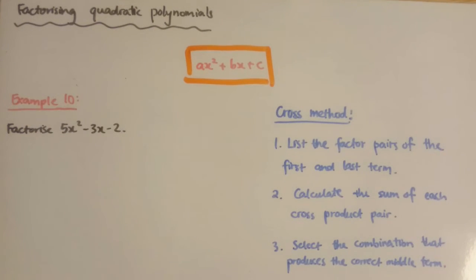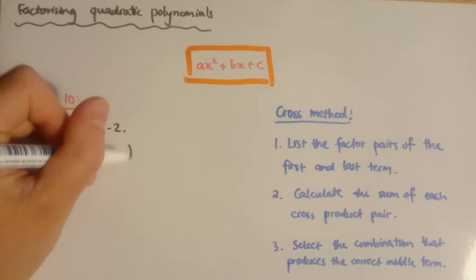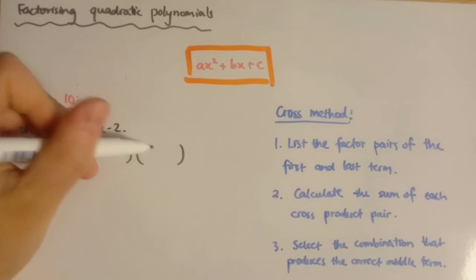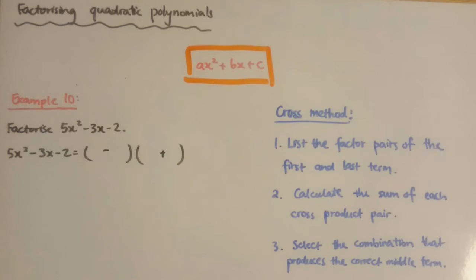Our next example says to factorize 5x squared, take 3x, take 2. So once again, I'm going to write that out and just put brackets in. That last sign says they're different, and this one tells us the bigger one's going to be negative. But I'm just going to put in the different operations. One's a minus and one's a plus. That's what I'm looking for when I'm looking for my factor pairs.